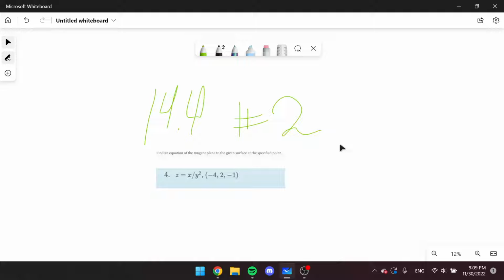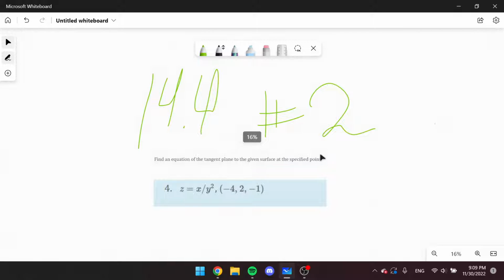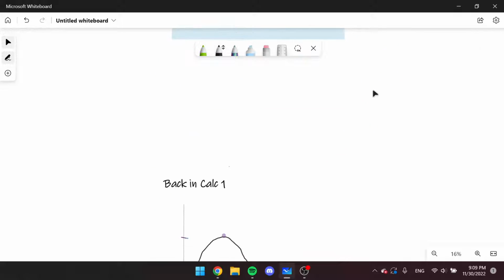Today I'm just going to be going over 14.4, number 2. And for this one, all we're asked to do is find the equation of the tangent plane for a given surface at a given point. So not too bad. We can just ignore the question itself for right now.